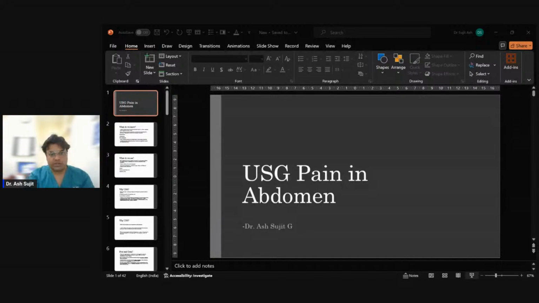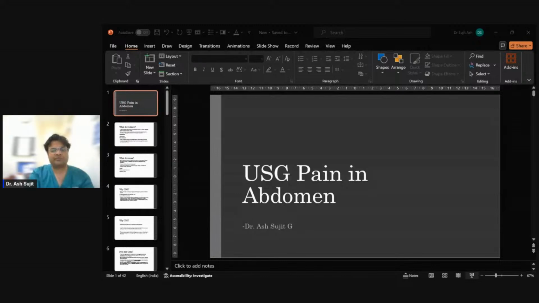In this case, a lady presented with pain in the abdomen and there was bleeding in the peritoneal cavity. We thought there might be an ectopic rupture, but as we went in we found that it was a ruptured hemorrhagic ovarian cyst, which was the cause of the hemoperitoneum for this patient.